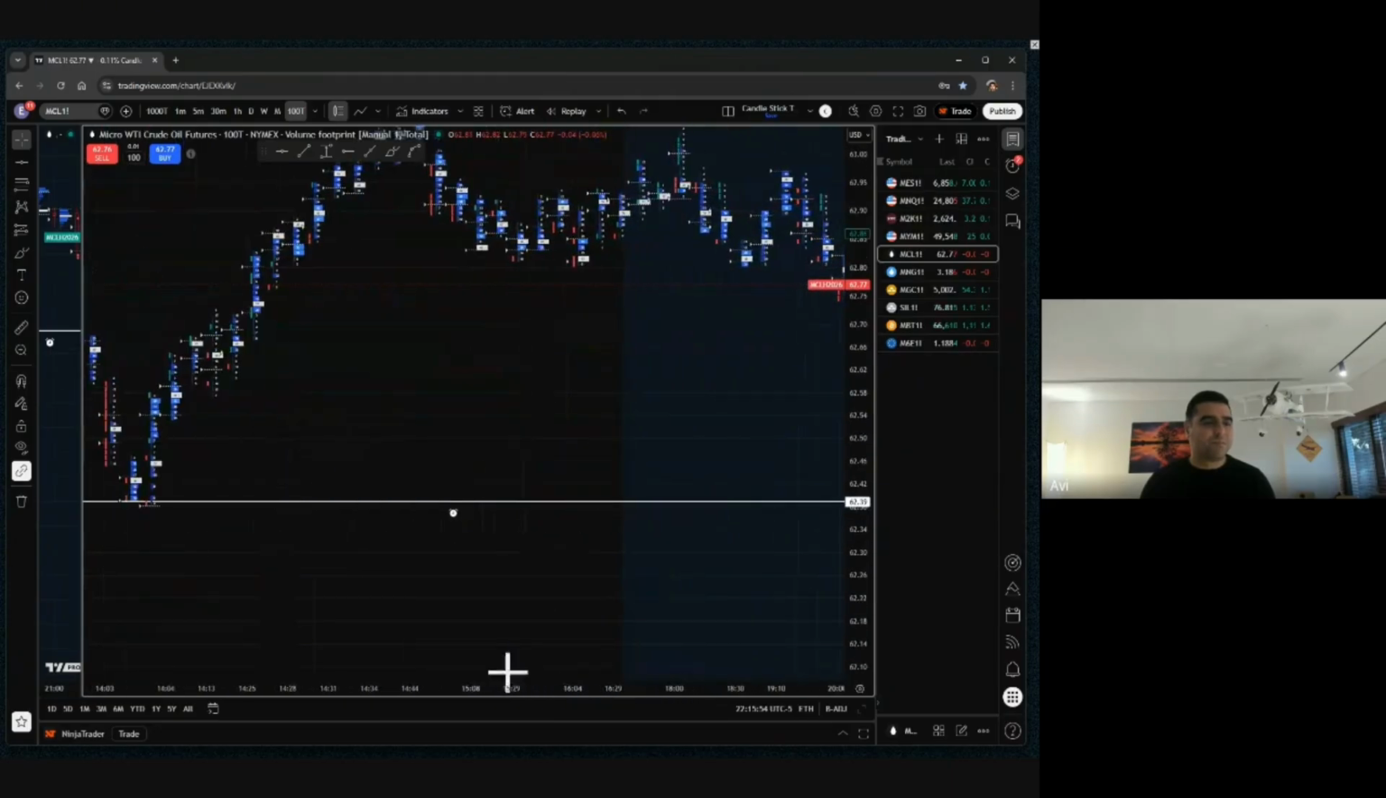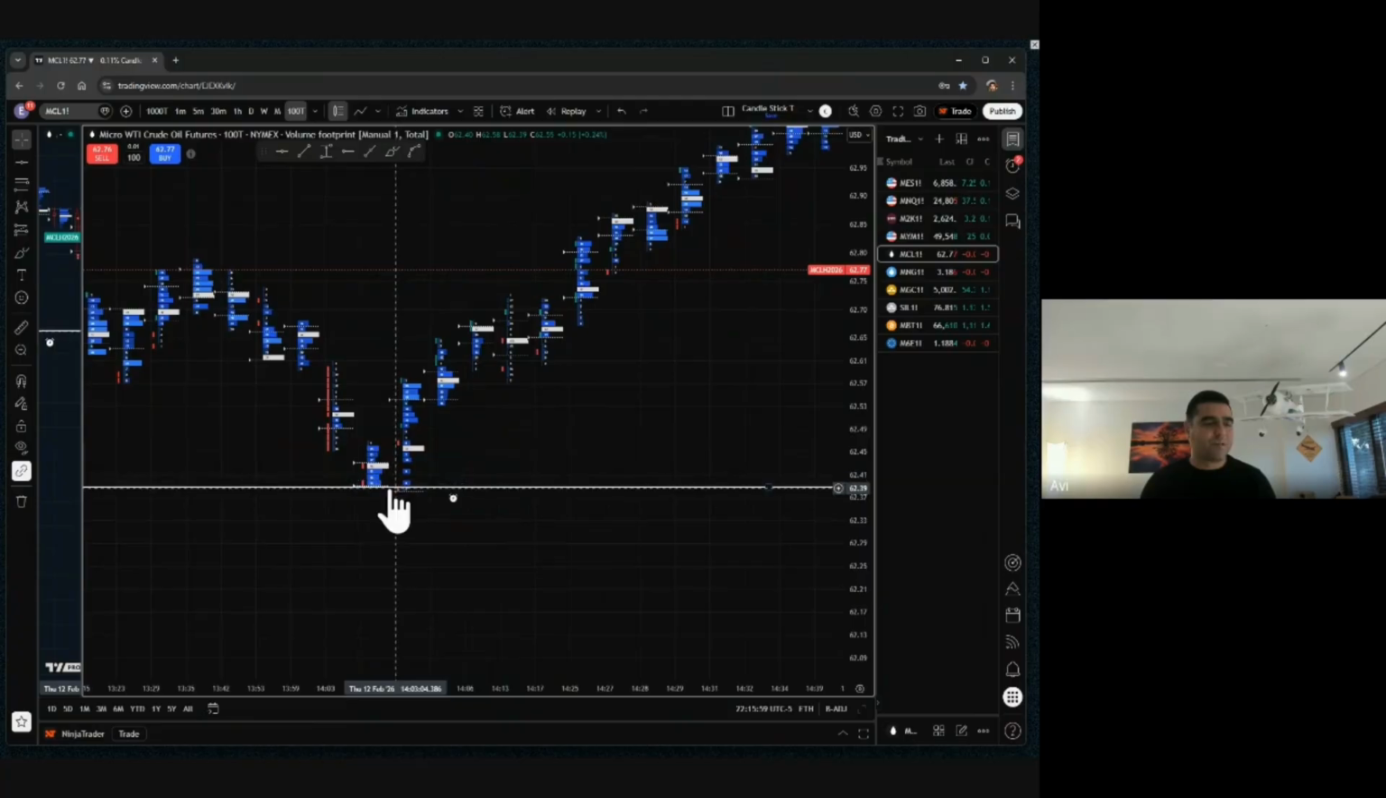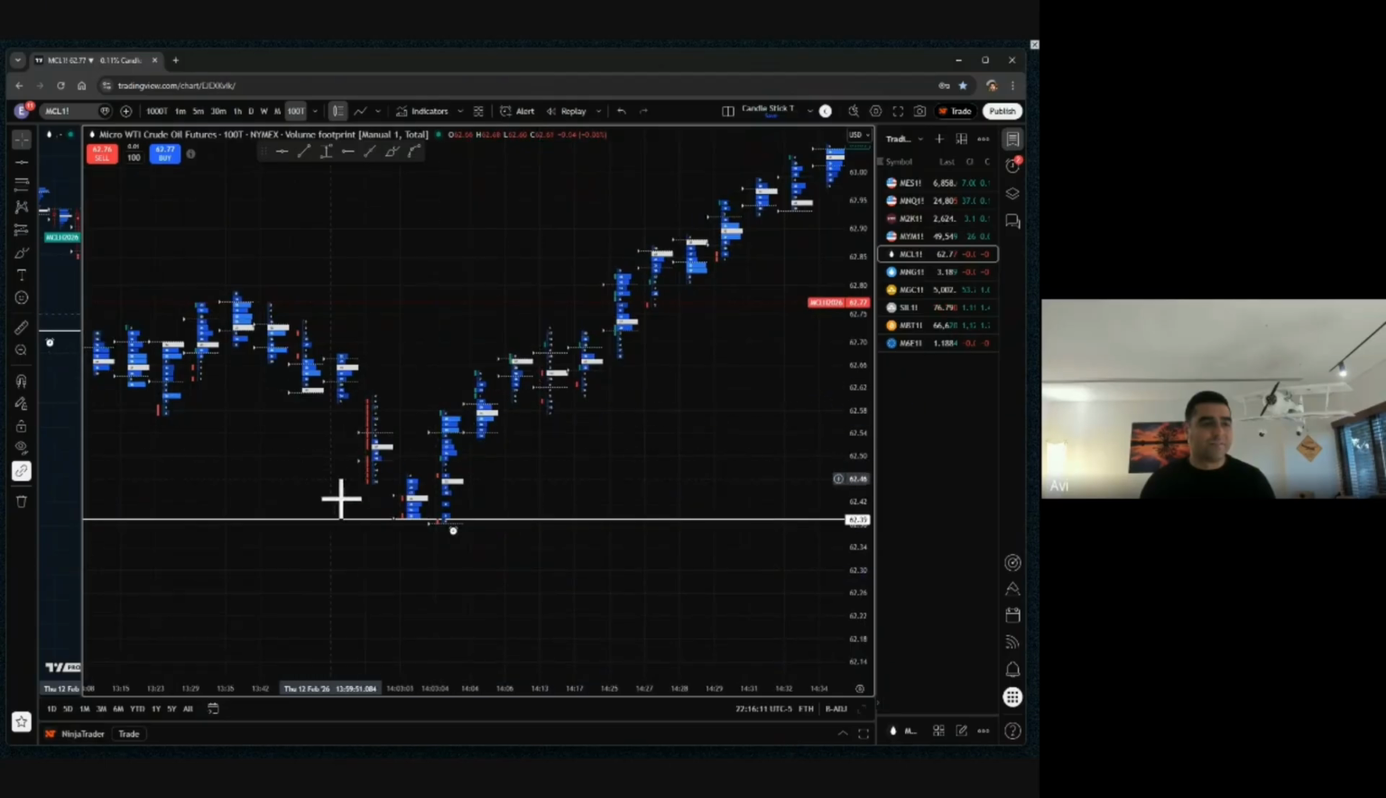Down here, this is a bigger picture level I've had in mind. What happened here? Yeah, there's your imbalance. Lots of sellers in charge. Sure enough, the price goes down. As soon as it hits that level, imbalance, lots of sellers still there, but the price goes the other way. So there you go. Now, what's your confirmation to enter? You've got to figure that one out.